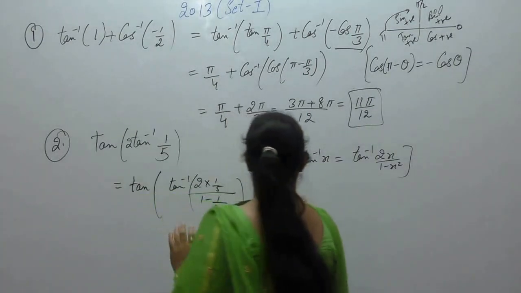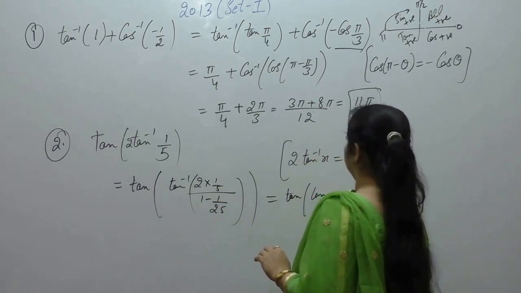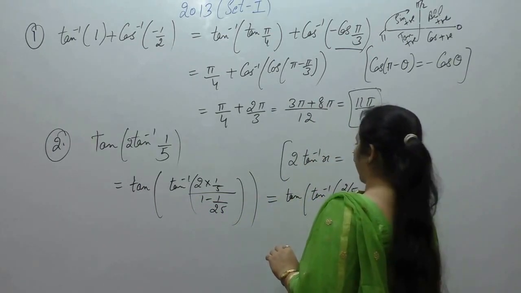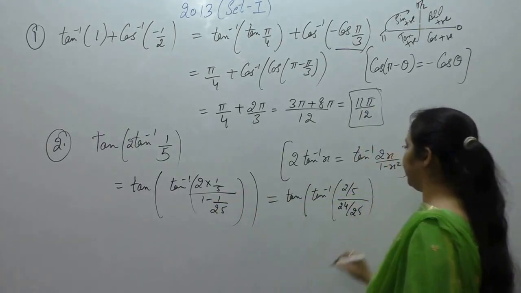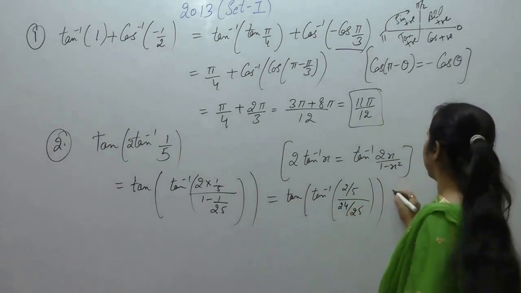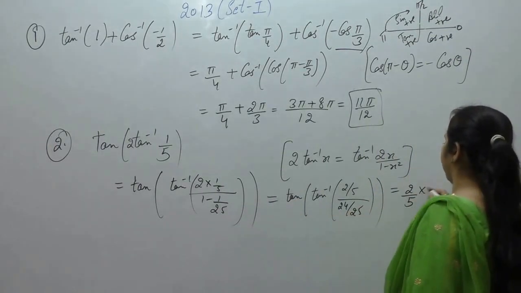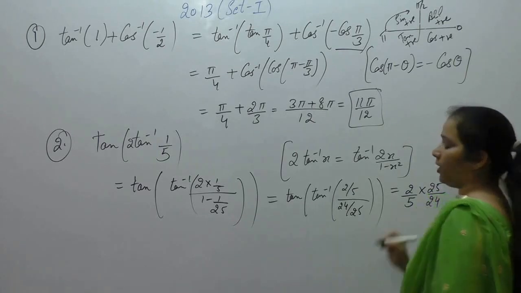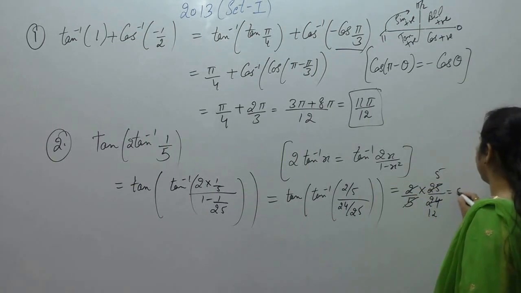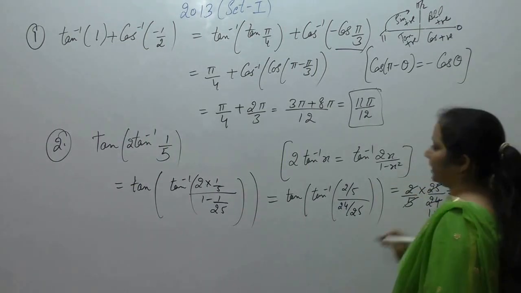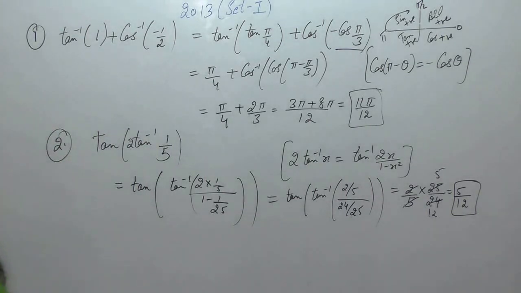So what we get? Tan into tan inverse 2 by 5 upon 25 minus 1, 24 by 25. Tan and tan inverse will get cancelled, so we are left with 2 by 5 into 25 upon 24. 5 and 12. So we get the answer as 5 by 12. Note it down.